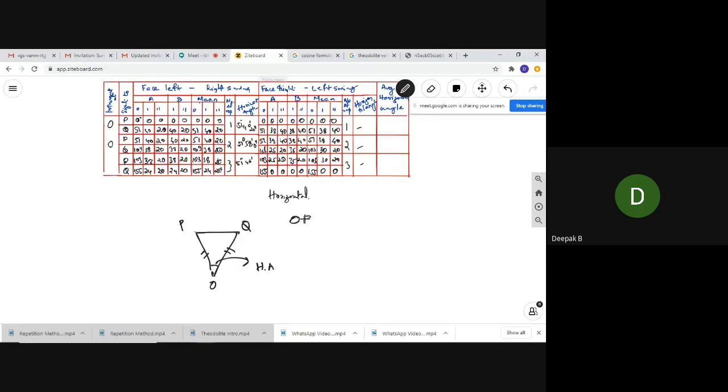OP, I measured with a tape. The distance is 9.40 meter, and OQ is 6.10 meter. Okay. So you have this angle, you have these two sides. You have to find this side PQ. How will you find it?